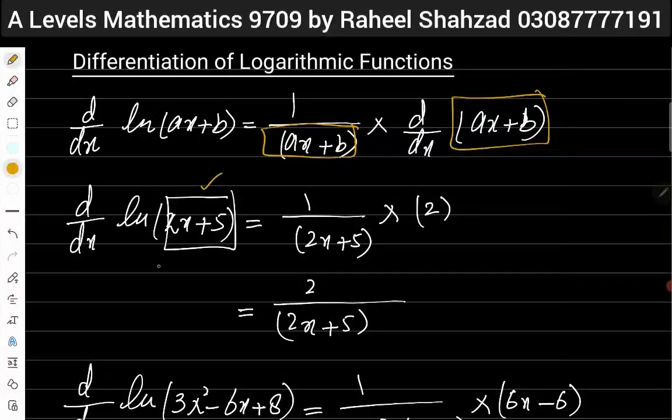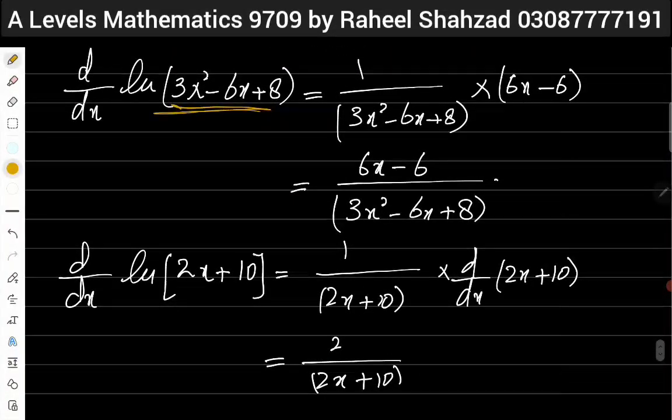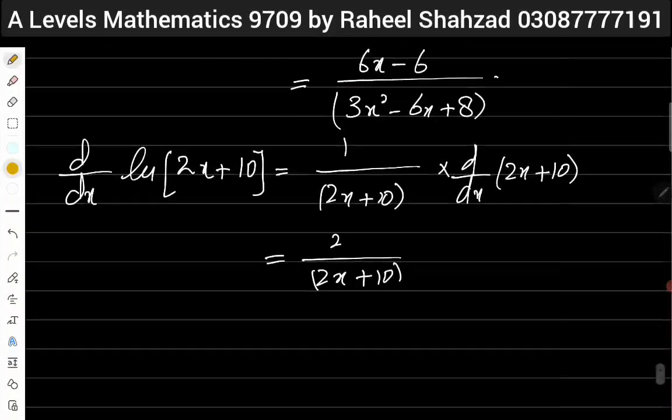So for example, it is natural log of 2x plus 5. So it's going to be 1 divided by 2x plus 5 into derivative of this 2x plus 5, it's 2. So similarly, if it is natural log of 3x square minus 6x plus 8, we are going to solve it in this way: 1 divided by 3x square minus 6x plus 8 into derivative of this angle, that is 6x minus 6. And the last one is natural log of 2x plus 10, that is equal to 1 divided by 2x plus 10 into derivative of 2x plus 10, which is 2.